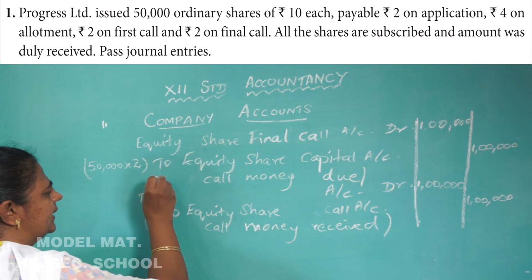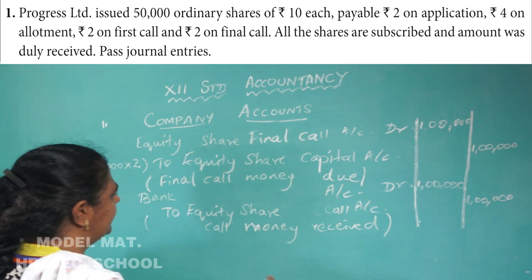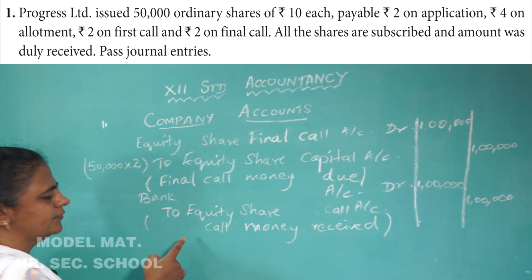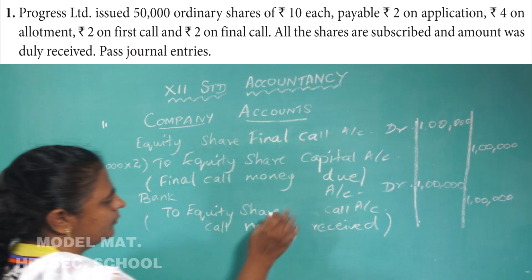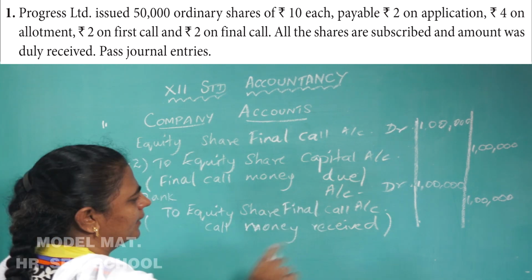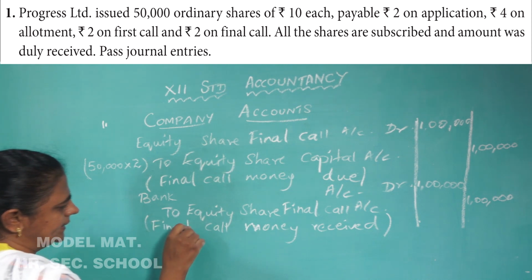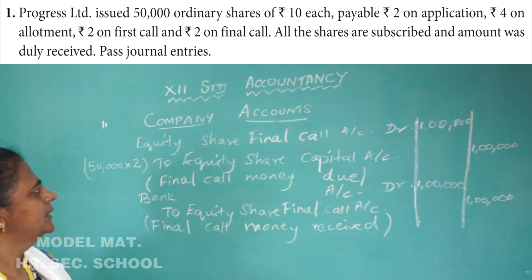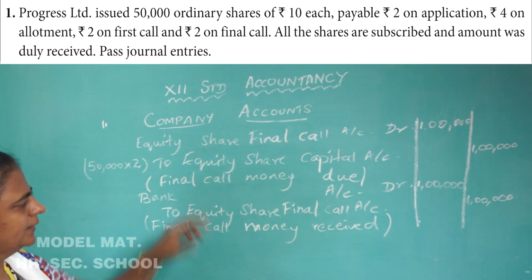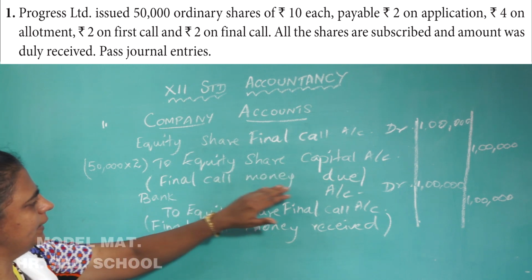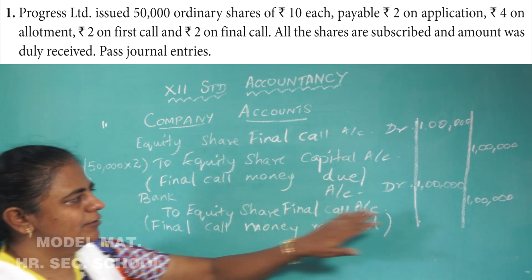So this is the final call money due. Then the next entry is the receipt of the call money. For that you write: bank account debit to equity share final call account. Then final call money received. You understood? Equity share final call account debit to equity share capital, final call money due. When the money is received, bank account debit to equity share final call.